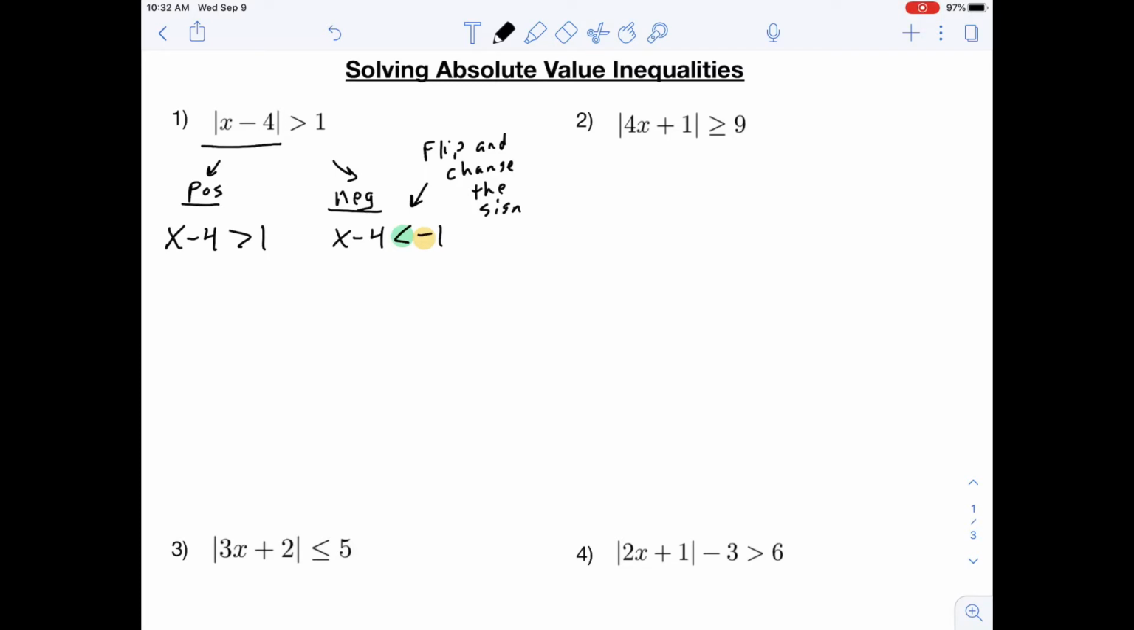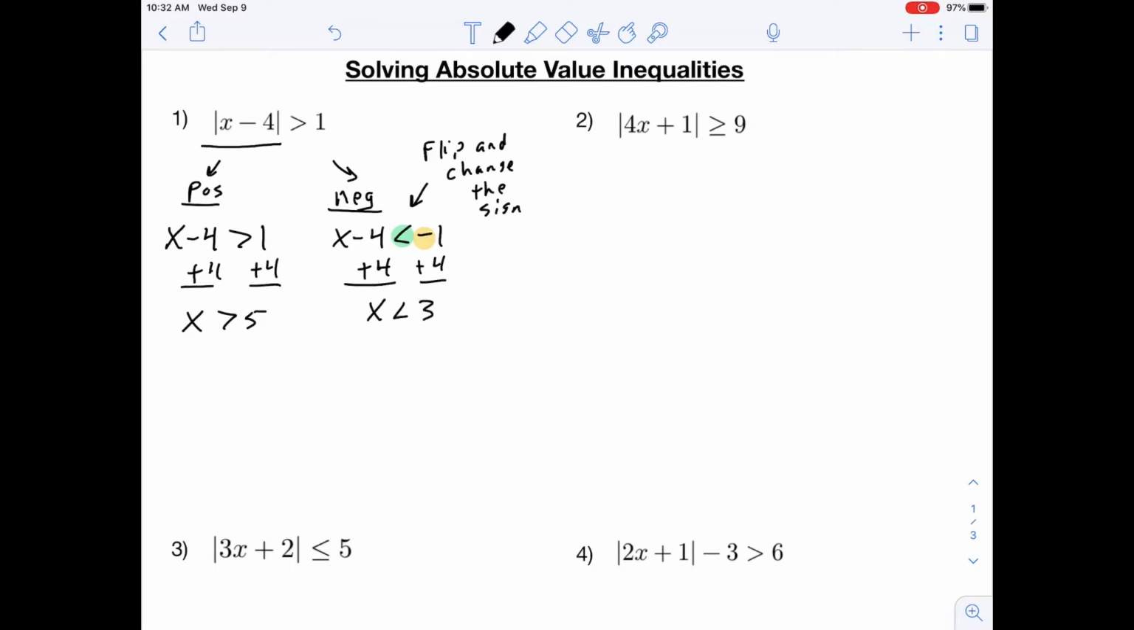So now we can go ahead and solve from here. We're going to add 4 to both sides. That gives us x is greater than 5. And then we're going to do the same thing over here. That gives us x is less than 3.